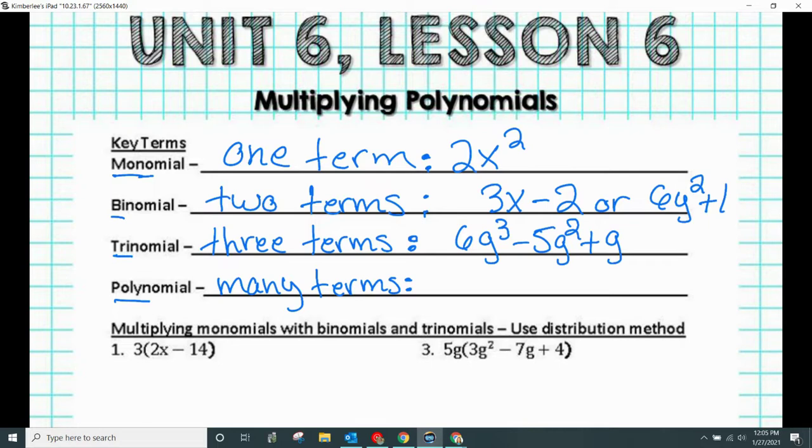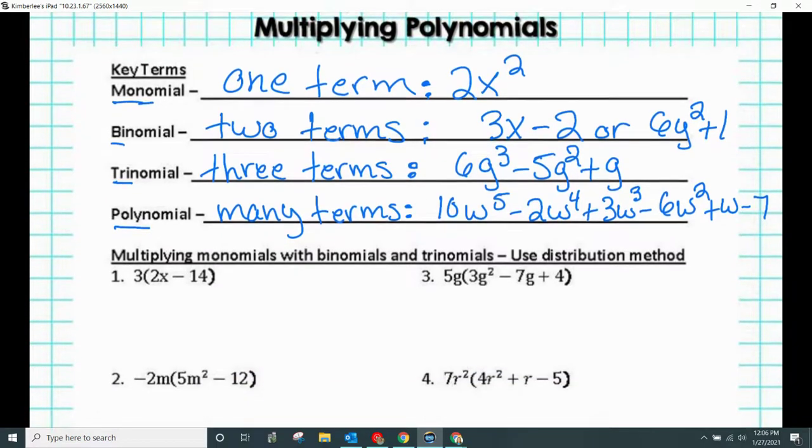So let me give you something. You can have so many terms. Let's see. I'm going to have 10w to the power of 5 minus 2w to the 4 plus 3w cubed minus 6w squared plus w minus 7. I mean, look at how many terms, how many pieces there are. Now, we don't really deal with this many terms in algebra that much. But yeah, you've got 1, 2, 3, 4, 5, 6 terms. So we would just say that's a polynomial. Okay, so that's what those words mean.